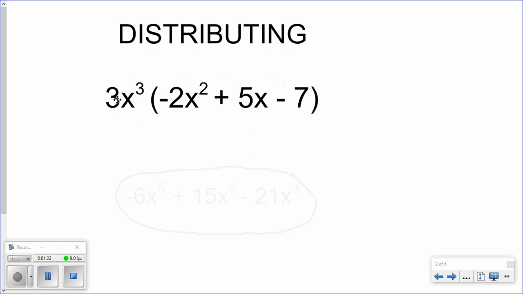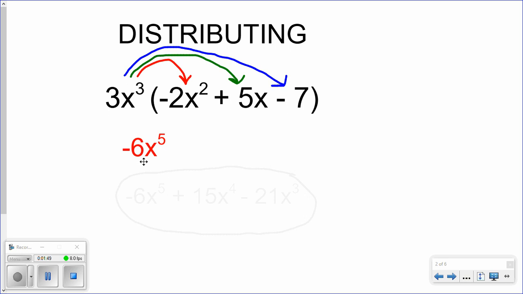these terms. So we're going to multiply this 3x cubed times the negative 2x squared. So this is where you need to know exponent laws because you're multiplying, so that means you're going to add the exponents. Okay, you're going to multiply it by the 5x and by the negative 7. Remember, that's a negative 7 there. Okay, so when you're multiplying, remember, numbers on the front get multiplied together, exponents get added together. So 3 times negative 2 gives you negative 6, 3 plus 2 gives you 5, so that becomes negative 6x to the 5th.